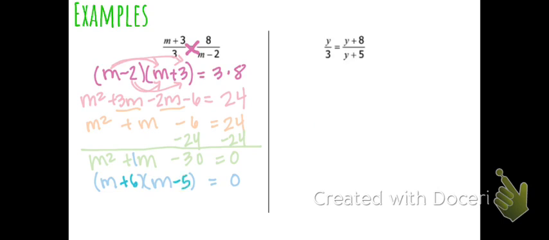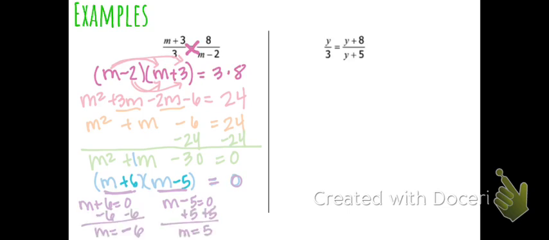Now to solve this, since this times this equals 0, then that means either m plus 6 equals 0 or m minus 5 equals 0. Because when you multiply two numbers and the answer is 0, one or both of them have to be 0. Then we just solve these two little equations. And these are two answers. M is negative 6 and 5.